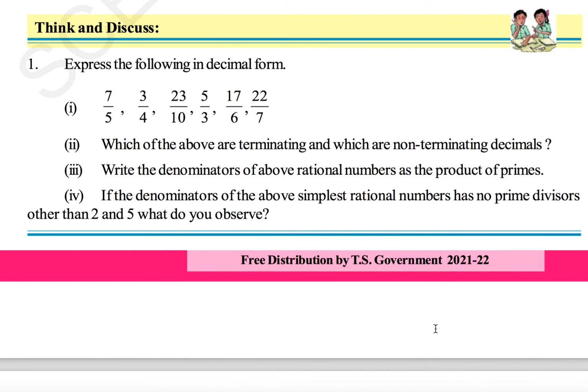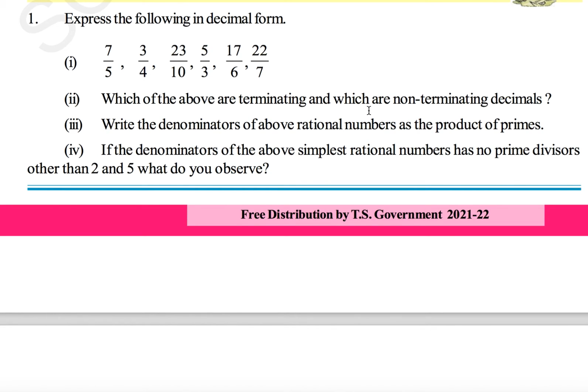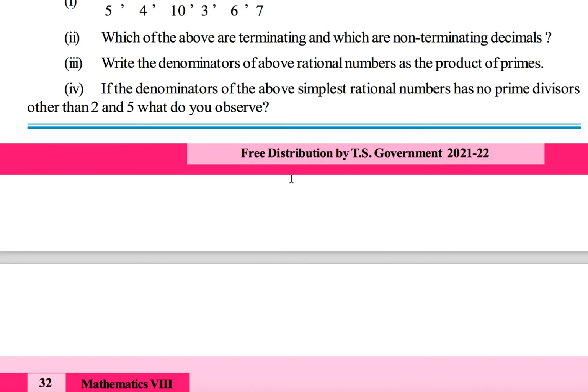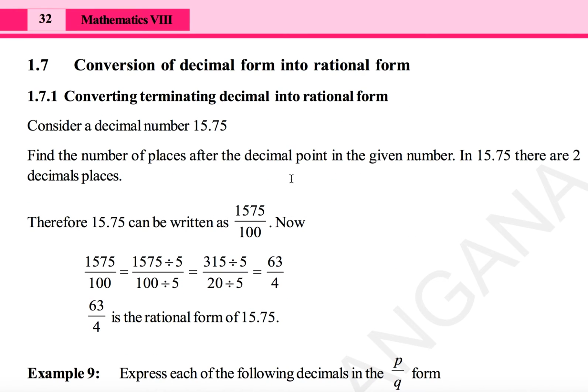Think and do. Express the following in decimal form. Okay, do that. Which are terminating, which are non-terminating decimals? I can tell you, this is terminating, this is also terminating, this is also terminating, this is non-terminating recurring, this is also non-terminating recurring, and this is also non-terminating recurring. Write the denominators of the above as the product of primes. Okay, that you can do. If the denominators of the above simplest rational numbers have no prime divisors other than 2 and 5, what do you observe? They are terminating decimals. Alright, your observation is correct.